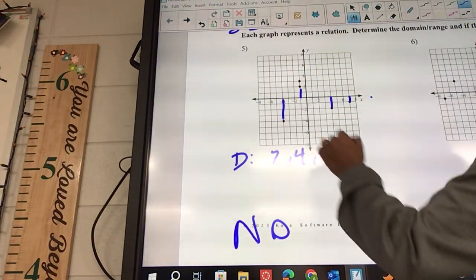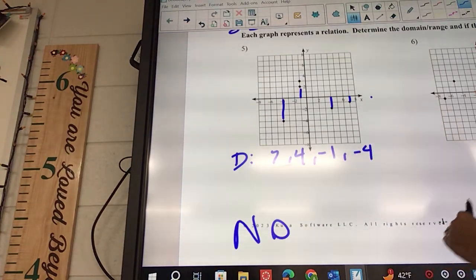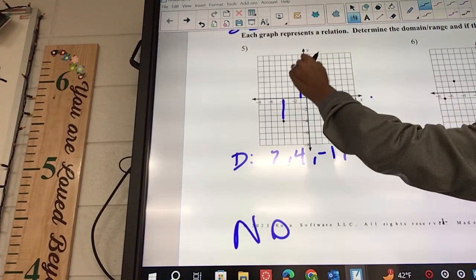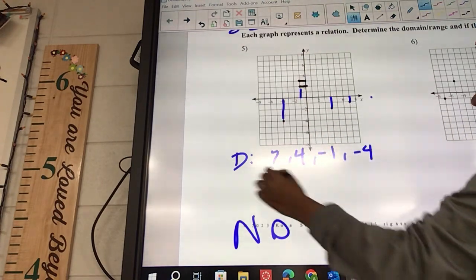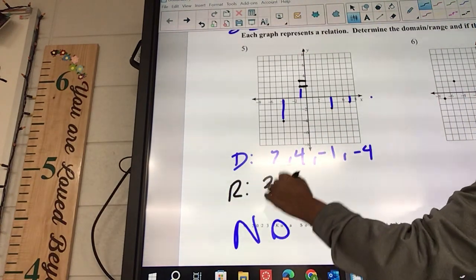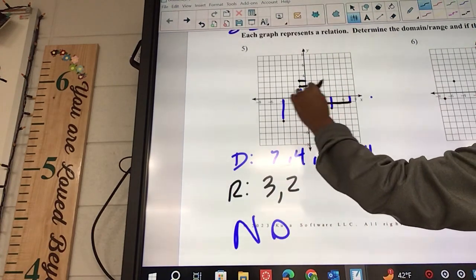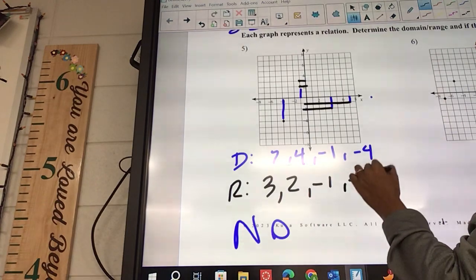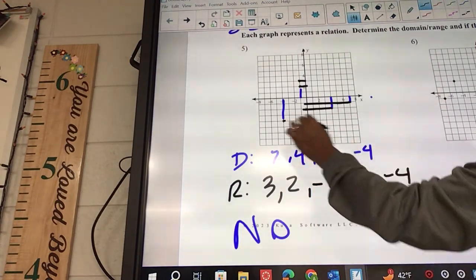Okay, -4. And then we go ahead and do the same thing for anything that's on this y line. So 3, 2, -1, -2, and -4.